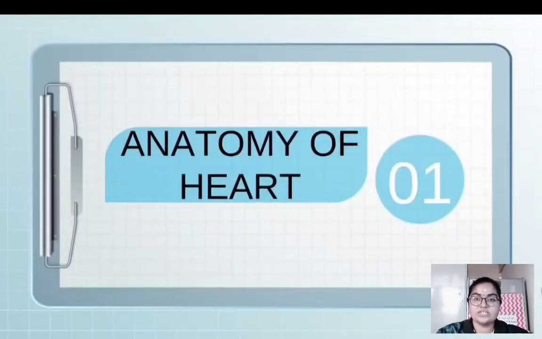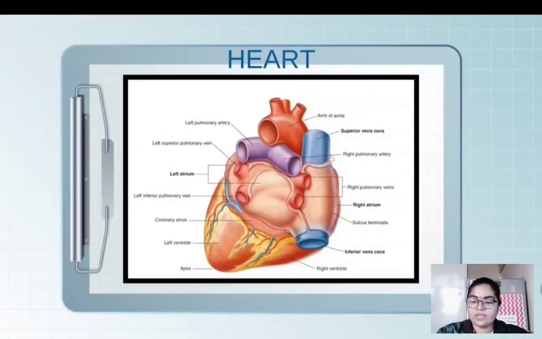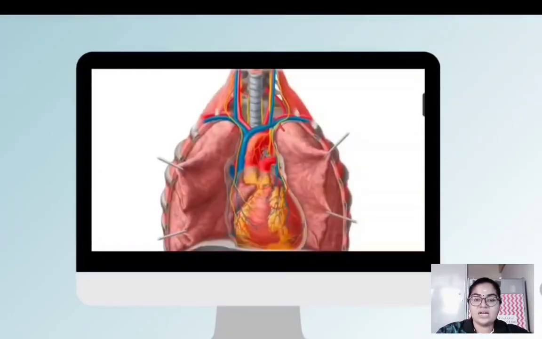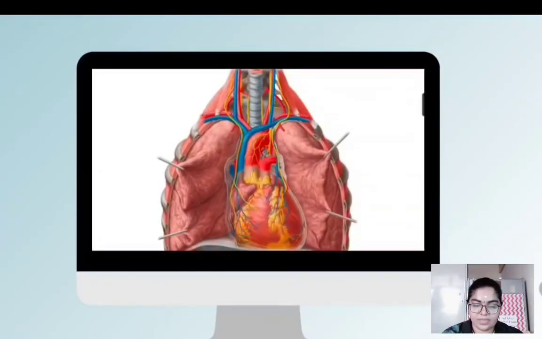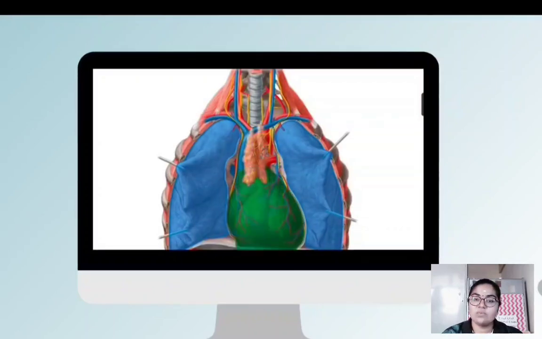So let us look at the anatomy of heart. This is how a heart looks like, and it has been labeled here. The heart is a muscular organ located in the middle mediastinum. The main function of the heart is to pump blood throughout the body. Mediastinum is a space between two lungs, and it is covered by a fibrous layer called pericardium.